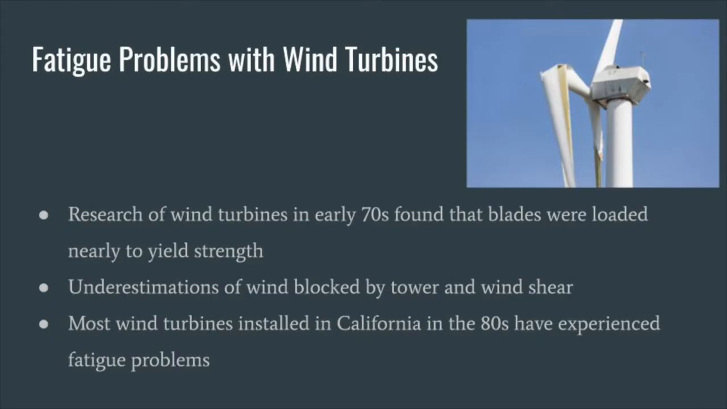Another example of wind turbines facing fatigue problems was in the early 80s, where nearly all wind turbines built in California experienced fatigue problems if the average wind speed was over 7 meters per second. However, inspection and maintenance of these machines have improved immensely over the years while working on them.